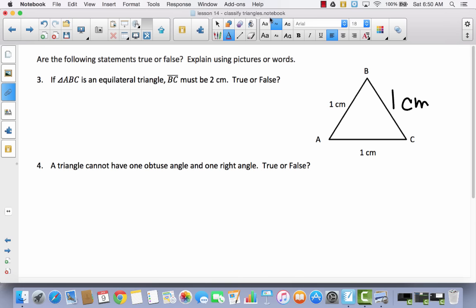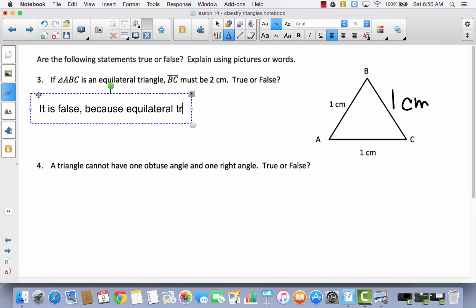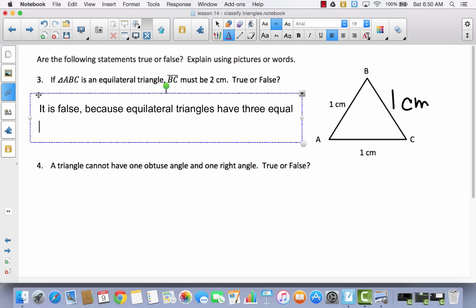So, is this true or false? It's false, right? So let's say it is false because equilateral triangles have 3 equal sides. So that one can't be 2 centimeters.